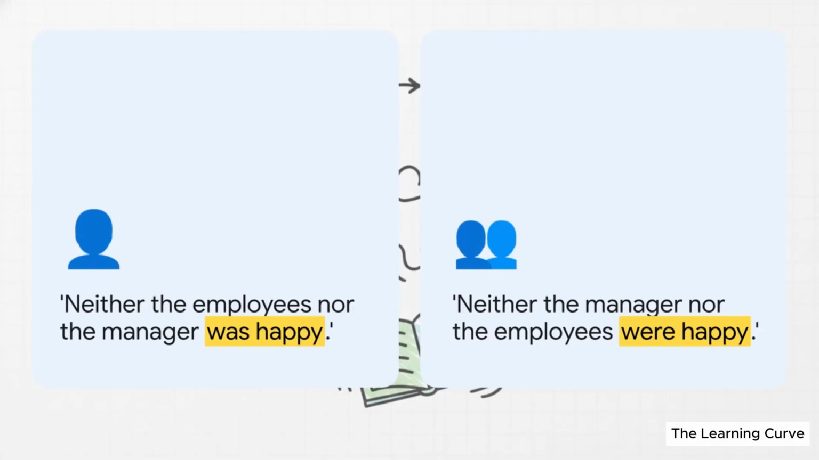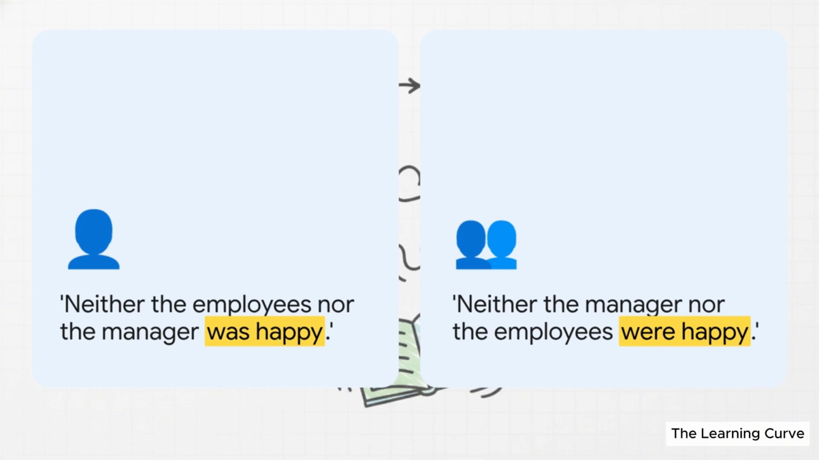Now, what's really interesting about this slide is how visually we can solve this problem. This is the rule of proximity. The verb simply morphs to agree with whichever subject is physically closer to it on the page. Take our first example. Neither the employees nor the manager was happy. We've got a plural subject, employees, and a singular subject, manager. Because manager is sitting right next to the verb, it becomes singular, was.